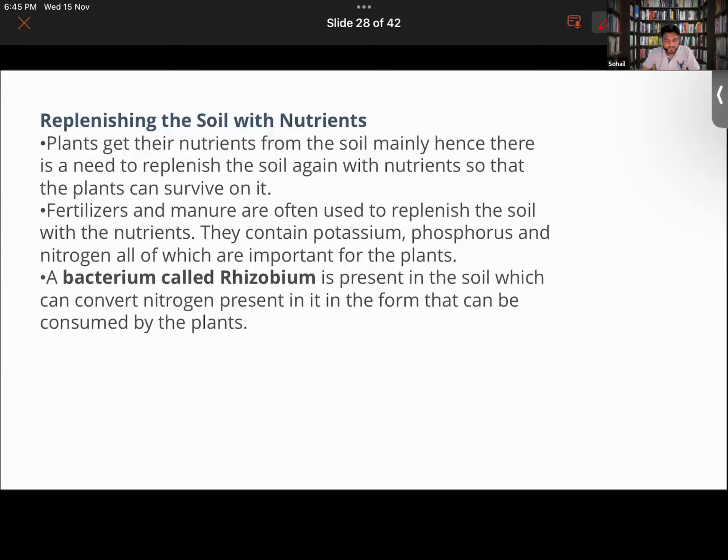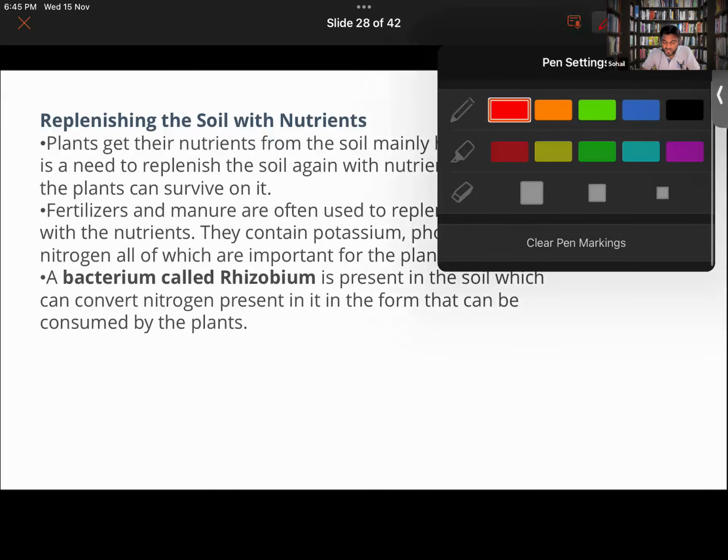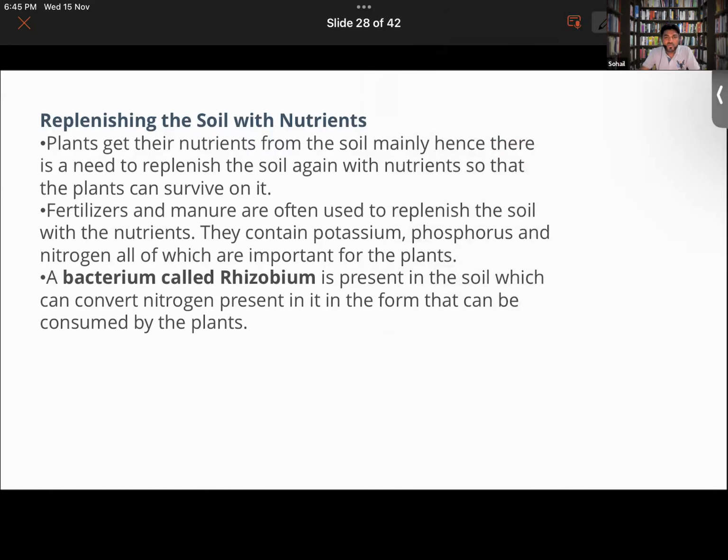Replenishment in the soil. Now we are going to talk about how soil plays an active role, and how certain bacteria play an active role in replenishing the lost nutrients of the soil. We know that plants get their nutrients from the soil mainly. That is the main source. But the nutrients have to be available there continuously, because plants are getting nutrients from the soil continuously. So there has to be replenishment of the nutrients that are being lost from the soil.